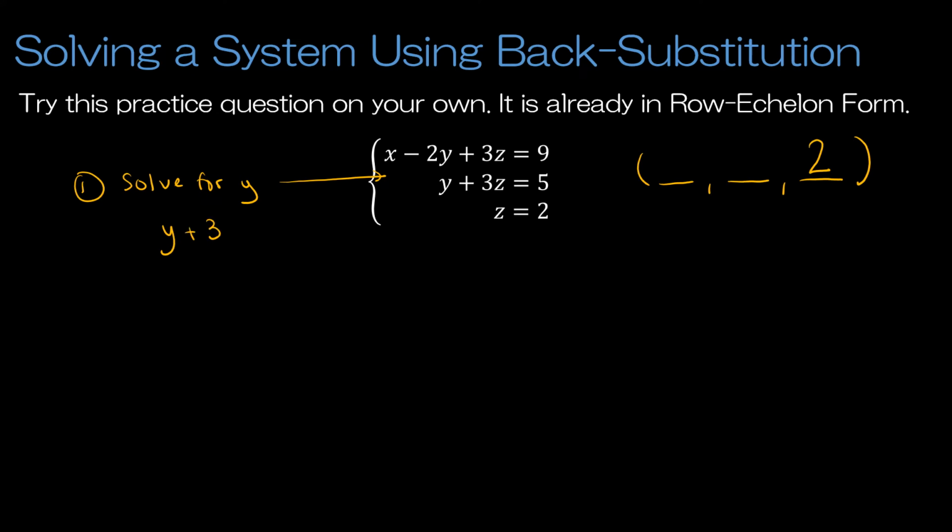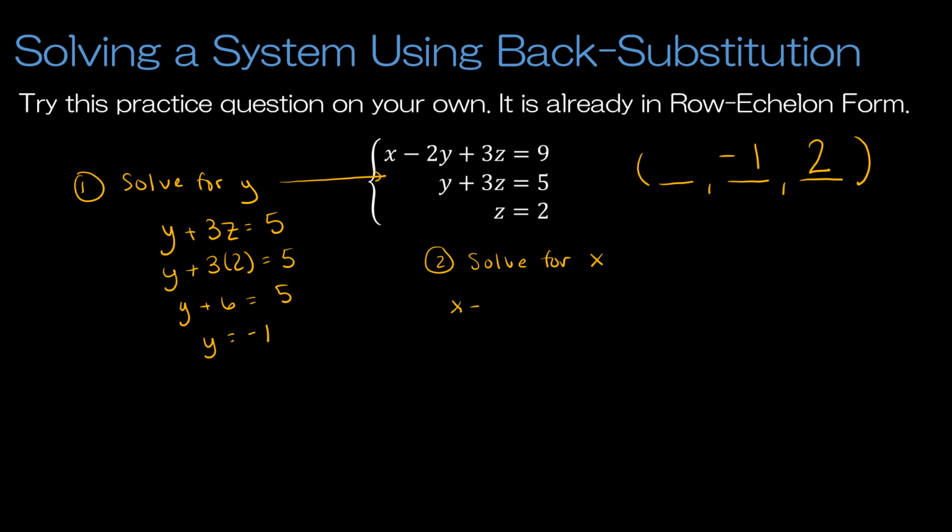y plus 3z is equal to 5, and then I'm going to replace z with 2. That gives me y plus 6 is equal to 5. Subtracting 6 from each side gives me y is equal to -1. And then I'm going to solve for x, which means now I'm going to use that first equation, x minus 2y plus 3z is equal to 9. I'm going to replace y with -1 and z with 2.